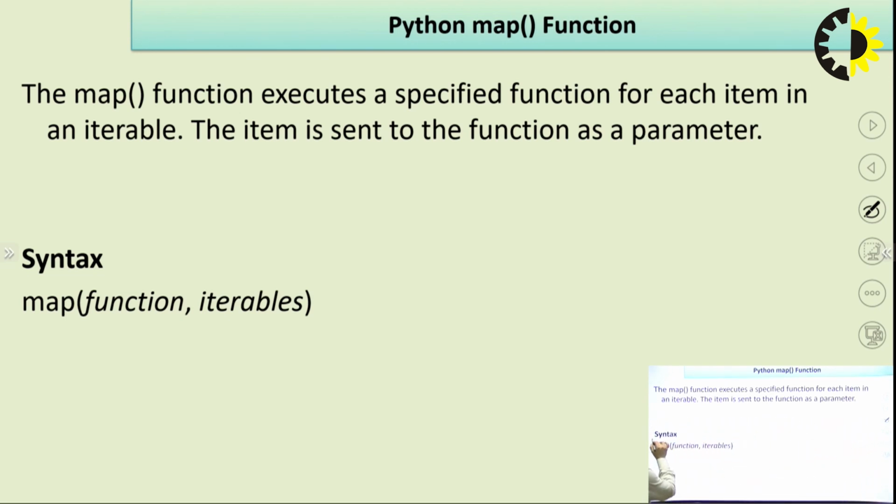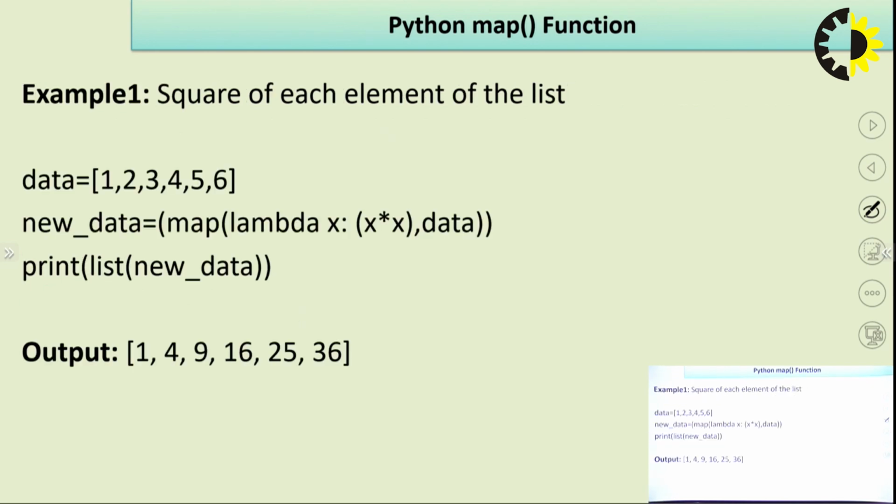What is the syntax for the map function? The syntax for the map function is the same, two parameters here. First is the function, second is the iterable. As in the filter function, the same parameters are here, but the action is different. Now, see the example here, square of each element. Here square is the action. Perform this action on each and every element of the given list.